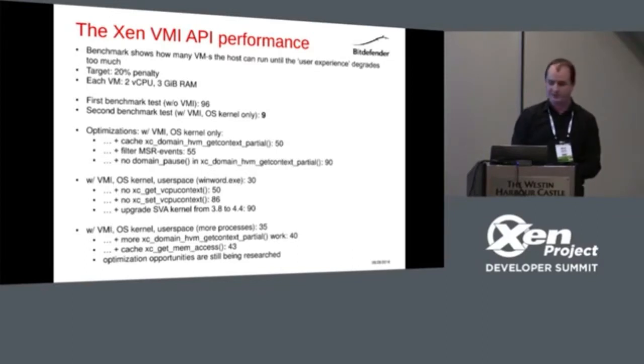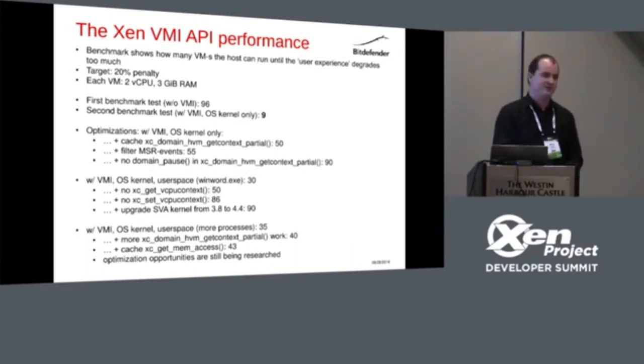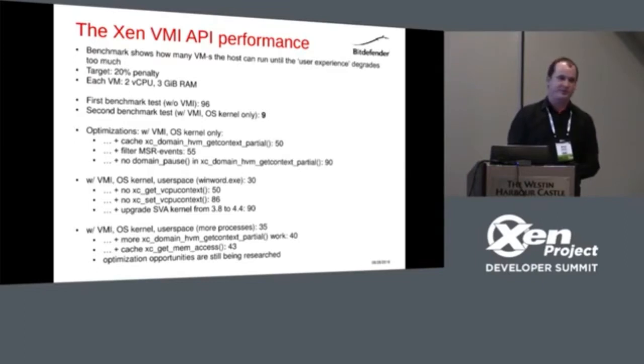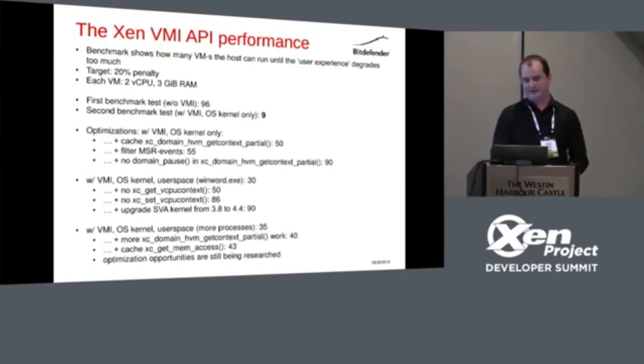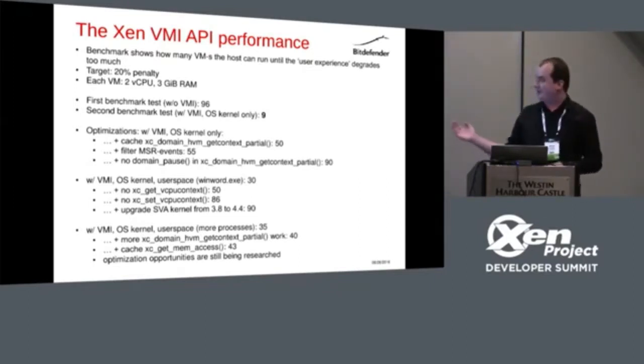And the cherry on the cake was HVM get context partial. Even though it was retrieving data for a vCPU that was paused, and you should be able to do that without any locking or IPI, it was pausing the entire domain before getting the data. That wasn't cool. So we did a little adjustment there and asked Andy's opinion. It was broken the first time. The third or fourth time was pretty good. That got us to 90, well within the 20% performance penalty.